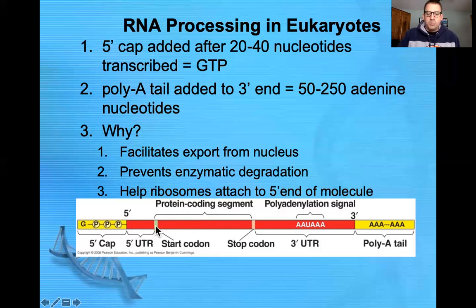However, there will be one particular codon that is a start codon, that is the beginning point of where translation will occur at the ribosome. And then there's going to be another stop codon where translation will end at the ribosome. However, there are bases transcribed after that stop codon. And so we have this 3' UTR as well. All of these bases that were transcribed after the stop codon will not be translated either.